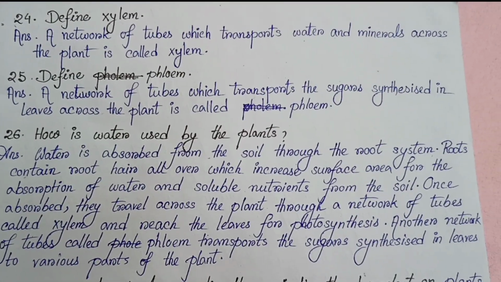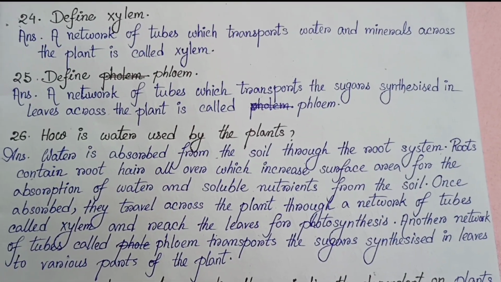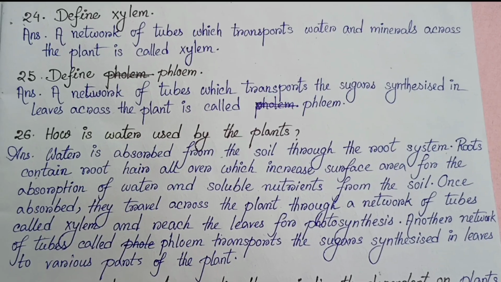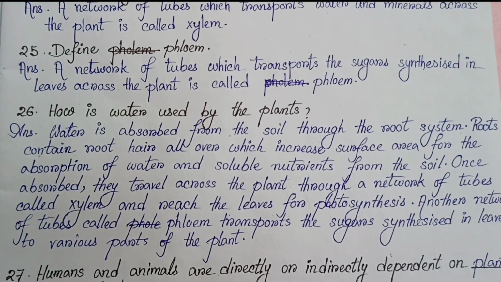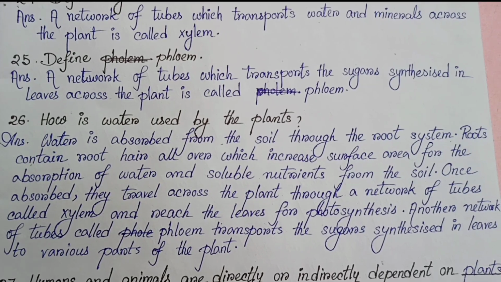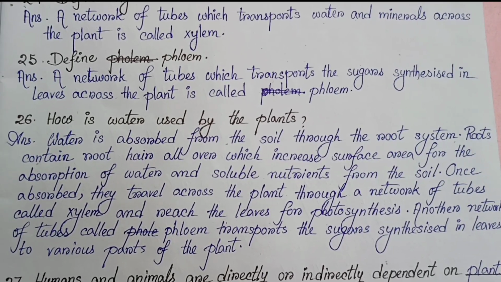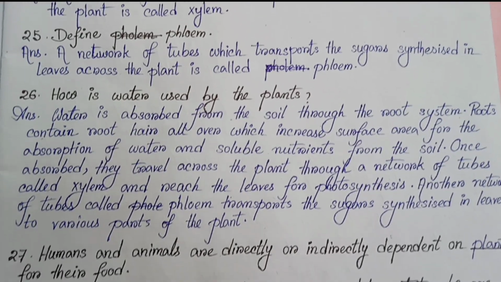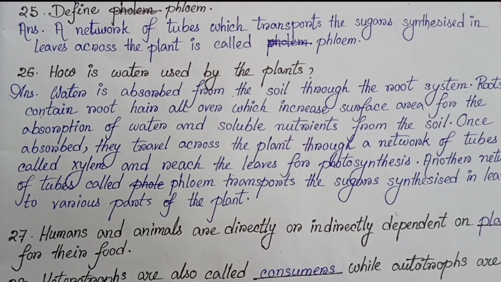24. Define xylem. A network of tubes which transports water and minerals across the plant is called xylem. Number 25. Define phloem. A network of tubes which transports the sugars synthesized in leaves across the plant is called phloem. 26. How is water used by the plants?